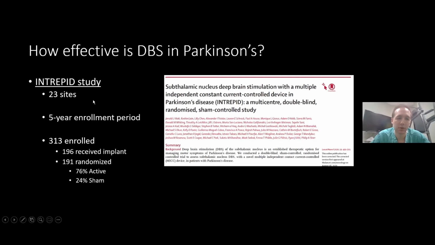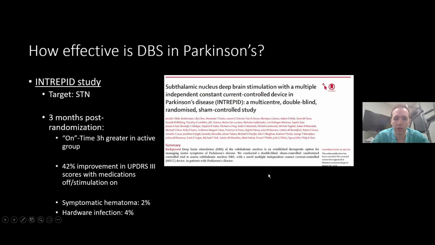This is 23 sites, one of which was here, as I mentioned. A lot of patients, 313. They randomized people to either implant with stimulation or not. Three quarters of those were active, and a quarter were in the sham group. Targeting STN, they noted 3 hours greater of on time, 42% in the UPDRS3, that's the motor component. And the rates of complications here, the two big ones really are hematoma and hardware infection.